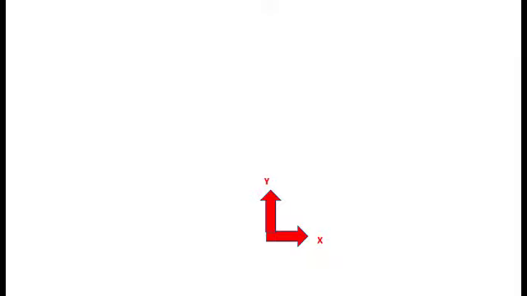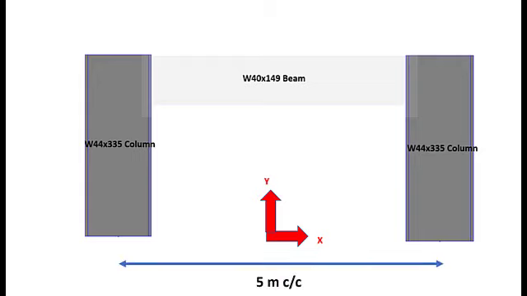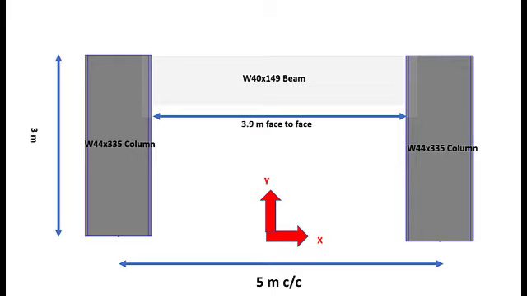Okay, so let us understand our problem statement today in detail to see what exactly we are trying to simulate. What you see on the screen are the directions of the global X and Y axis. We have two wide flanged W44 by 335 American sections as columns of a goalpost frame. A beam made up of an American wide flanged W40 by 149 section connects the columns face to face. The center to center distance between the columns is 5 meters, and the face to face distance between the columns is 3.9 meters. The height of the frame is 3 meters.